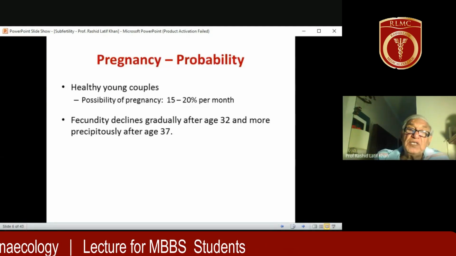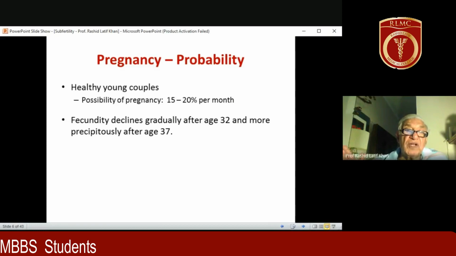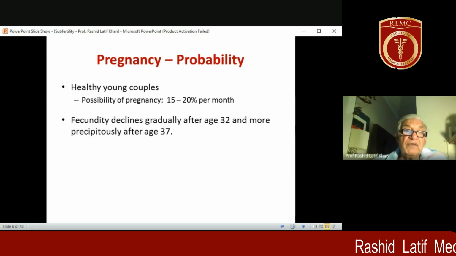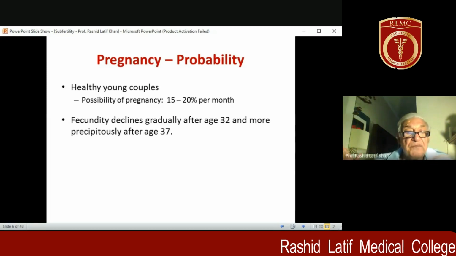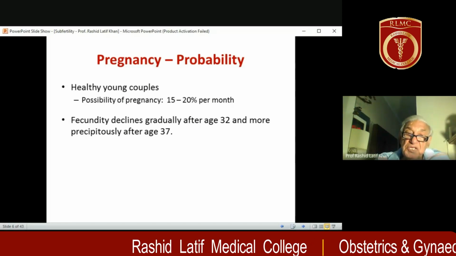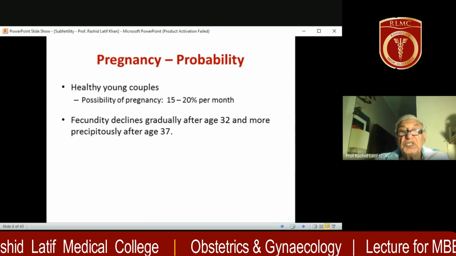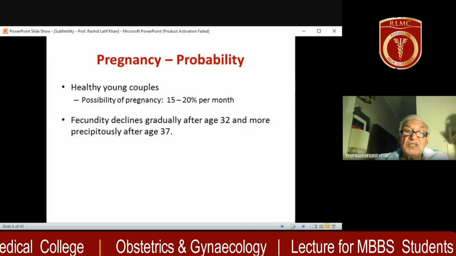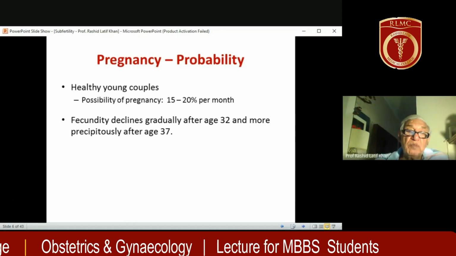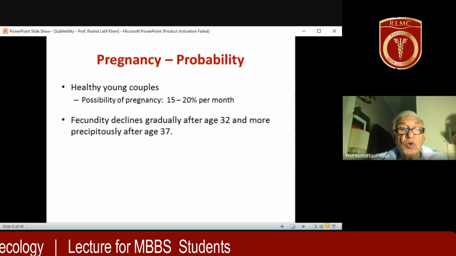If we look at the possibilities of pregnancy, if a couple lives together and there is no subfertility cause, both are normal, then every month there is nearly a 15% chance of the wife becoming pregnant if they have unprotected intercourse. Unfortunately, this possibility of 15% every month declines with age. After 32, the incidence drops, and after the age of 37 it becomes a serious problem because, with natural changes in the body, the chances of fertility are very low after 37.